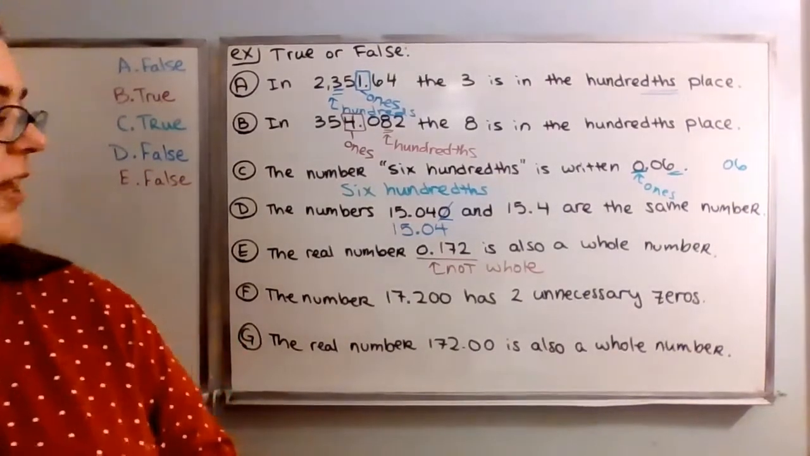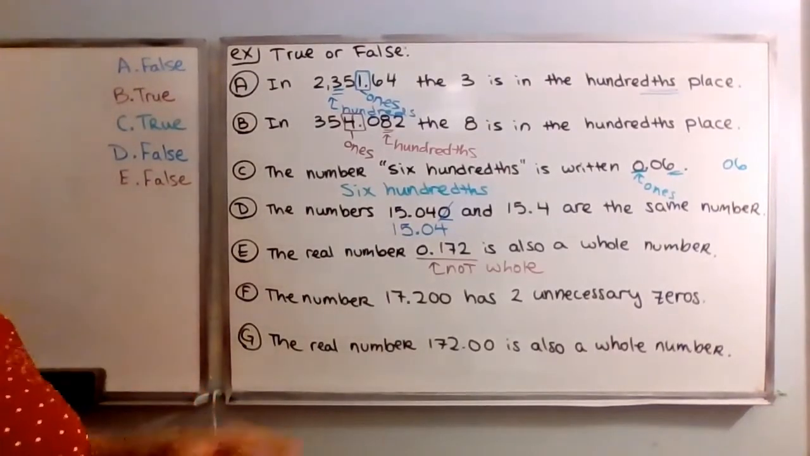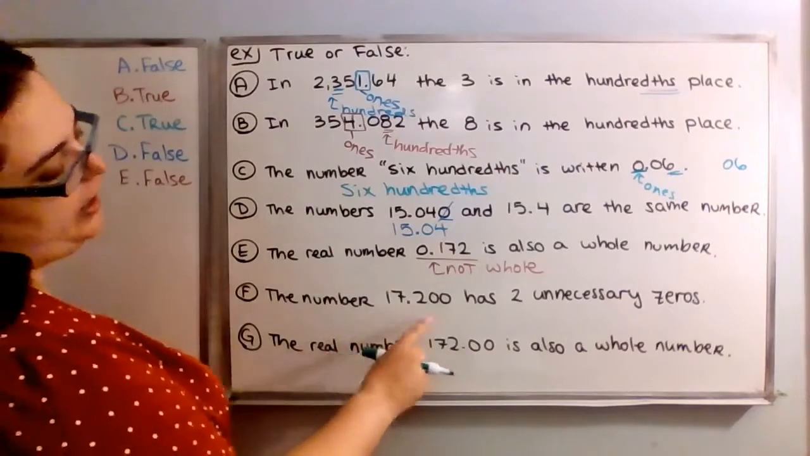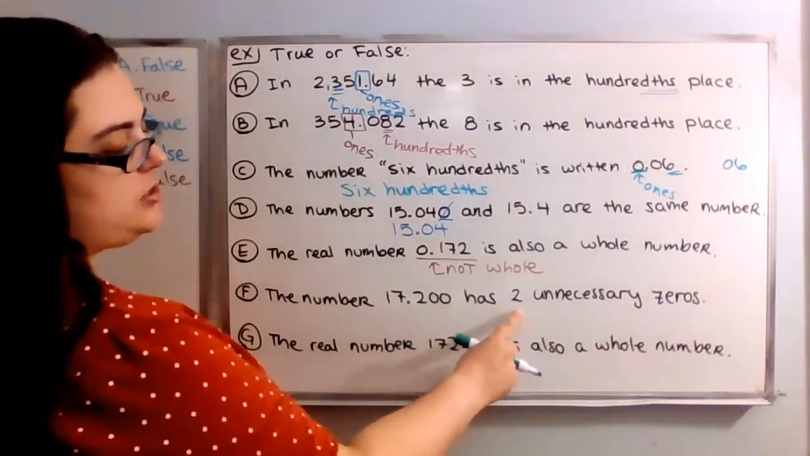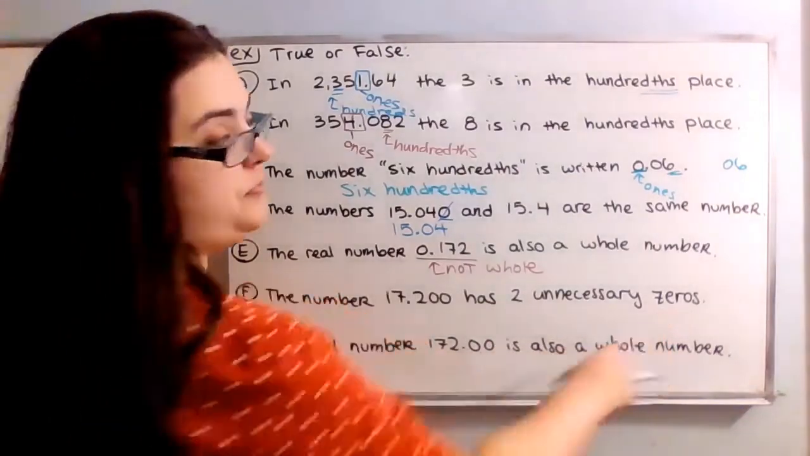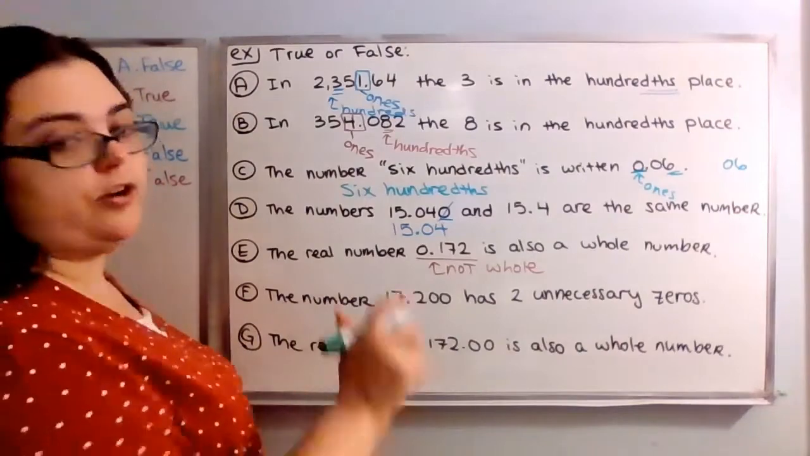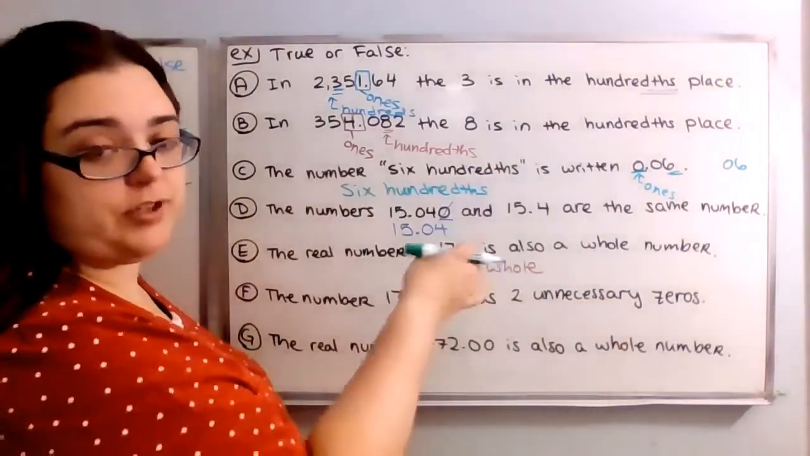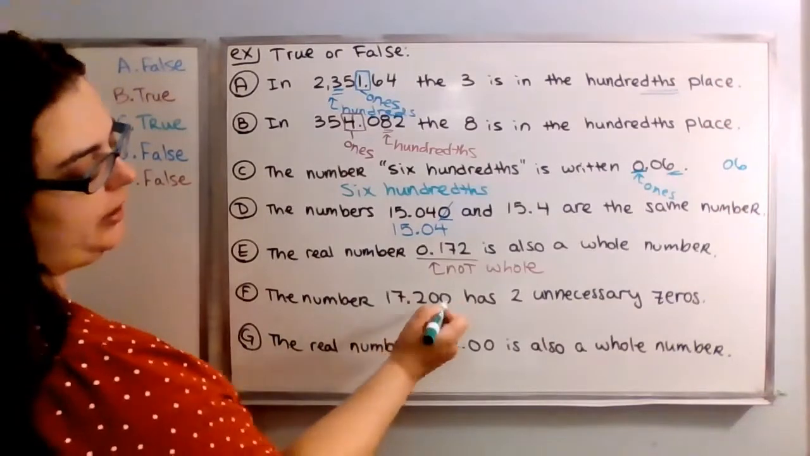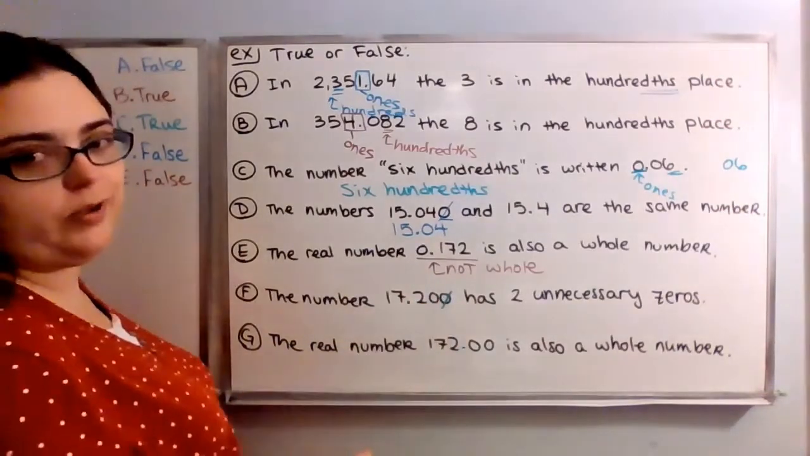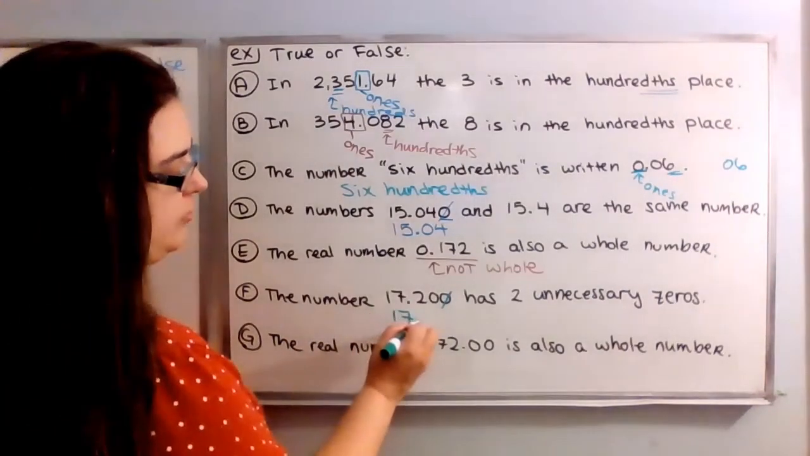All right, let's take a gander at part F. So in F, it says the number 17 and 200 thousandths, or 17.200, has two unnecessary zeros. So let's check this one out. Remember, I'm an unnecessary zero if I'm all the way to the right and I'm after a decimal point. So this 0 is all the way to the right, and it's after the decimal point, so we don't need it. It's unnecessary. That would turn this number into 17.20.